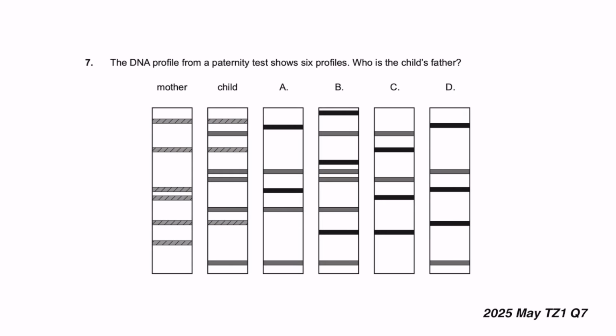DNA profiling is an experiment to identify the origin of DNA from an individual, so it is used for paternity testing and forensic investigation. When we look at the DNA bands from the child, these bands are shared with the mother. The remaining bands are shared with person B. So person B is most likely the father of the child.